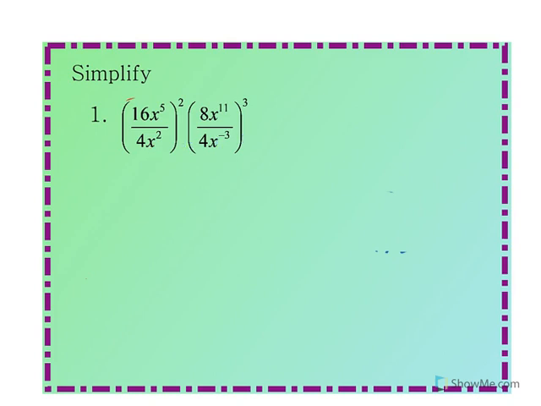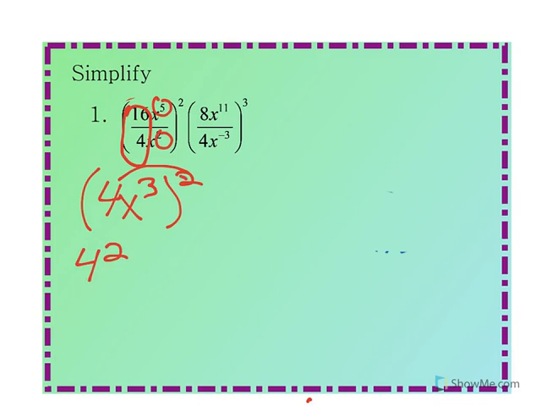We're going to take our first set of parentheses. We're going to reduce inside. 16 divided by 4 is 4. And then I have x to the 5th over x to the 2nd. Now we could actually simplify the x to the 5th over x to the 2nd because 5 minus 2 is 3. So we simplified. Now that is going to get squared. 4 squared, and then the 3 times 2 is 6. That is 16x to the 6th.